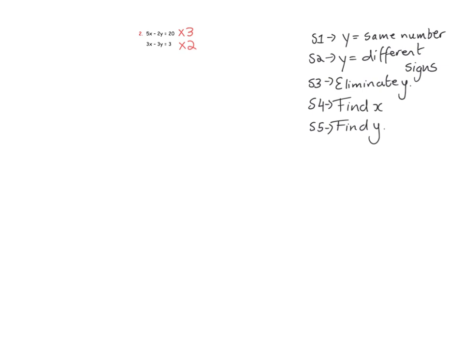So we'll be left with 5 by 3, which will give us 15x, minus 2 by 3, which will give us minus 6y, is equal to 20 by 3, which will give us 60. Then we have 3 by 2, which will give us 6x. 3 by 2 again, which will give us minus 6y, is equal to, again, 3 by 2, which will give us 6. Now, we go to step 1 again, and it's y has to be the same number.